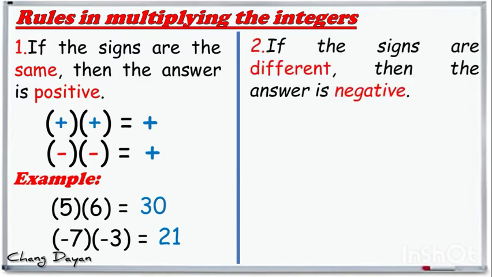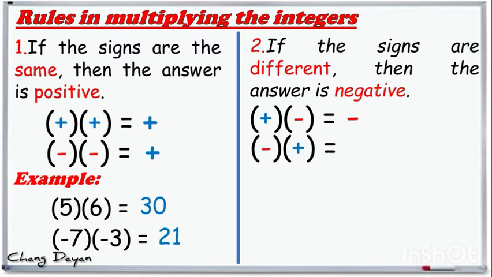Next rule. If the signs are different, then the answer is negative. Positive times negative is equal to negative. Negative times positive, the product is negative. Let us have an example.